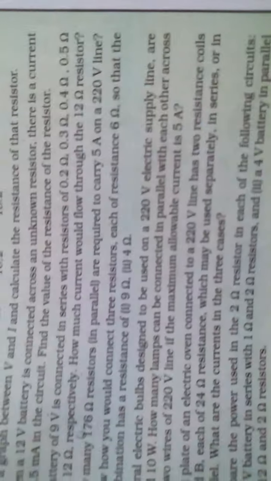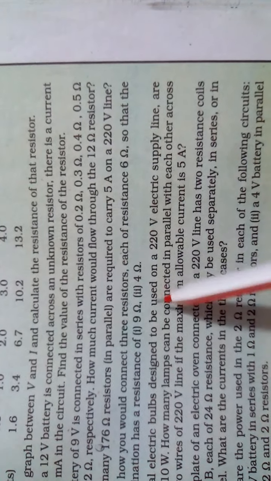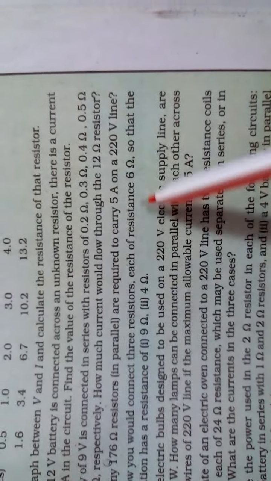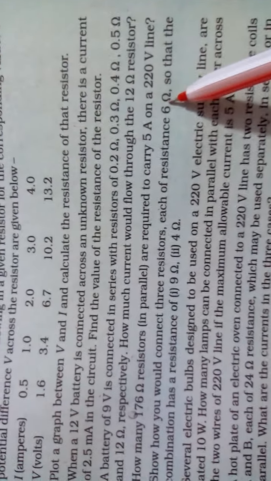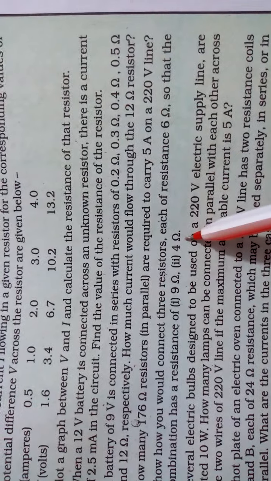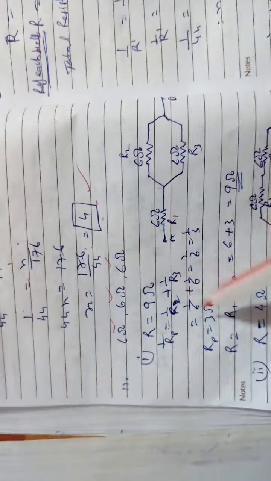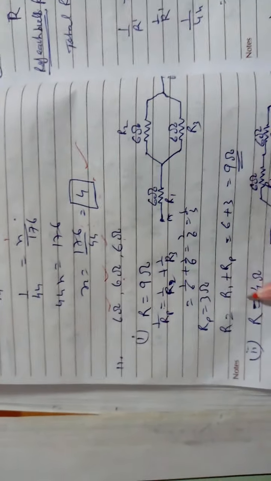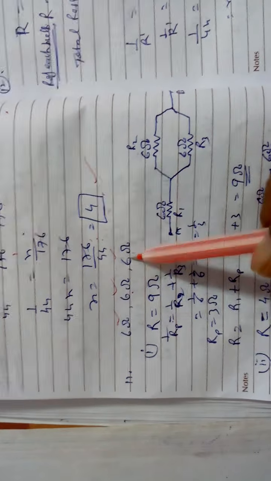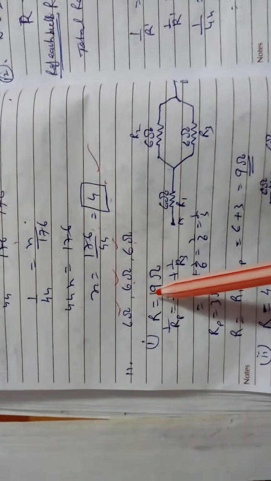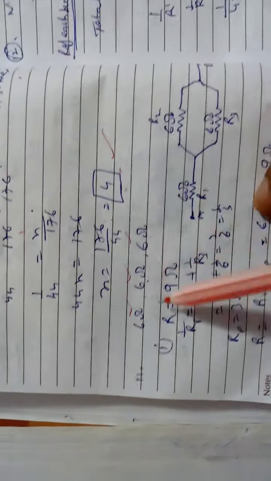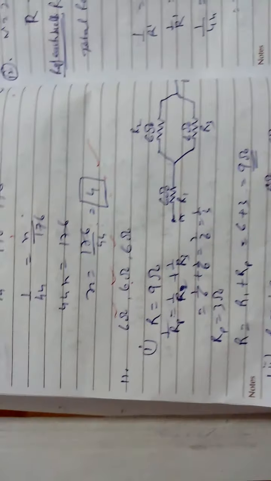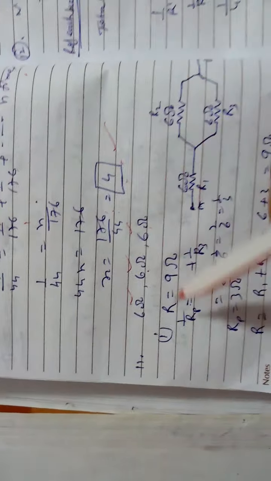Question number 11 is showing how you would connect 3 resistors of 6 ohm each to get 9 ohm and 4 ohm. Any procedure: R1, R2, R3. How will you connect so the resultant of these 3 will be 9? Series then 18, parallel then 6 by 3, 2 ohm. If you connect all in series, then it will be 18.